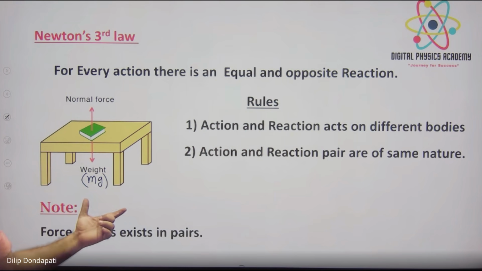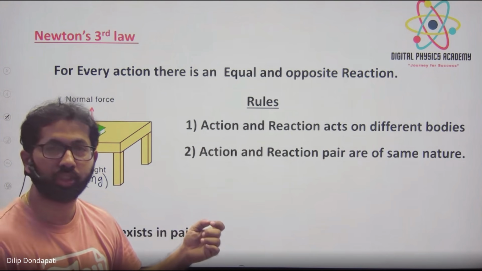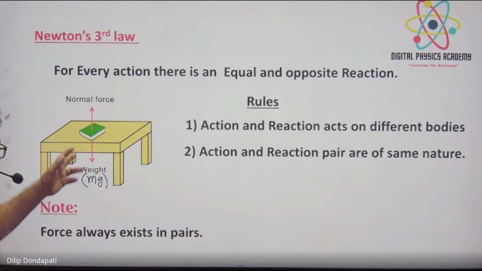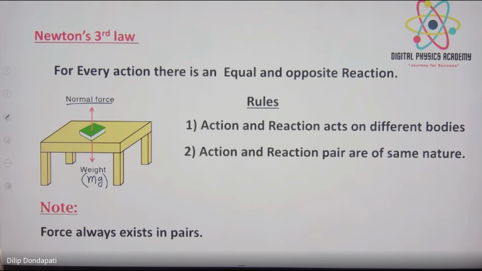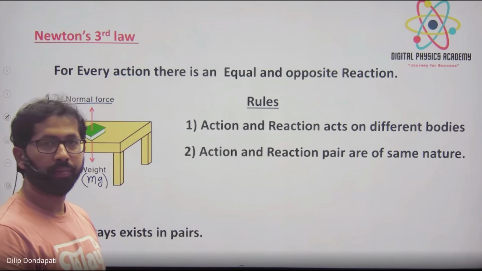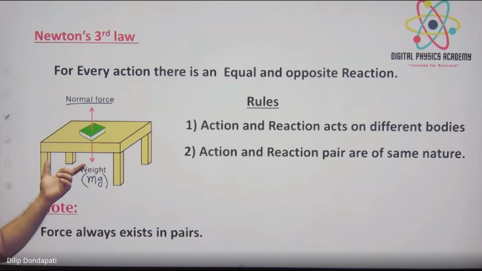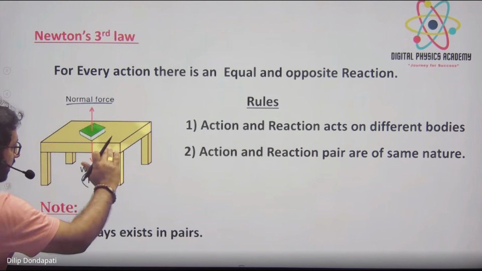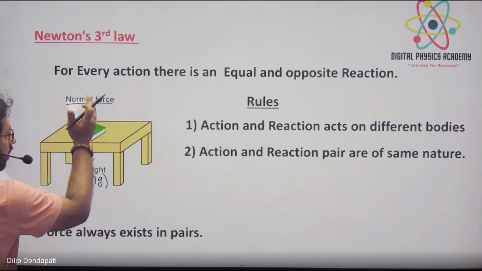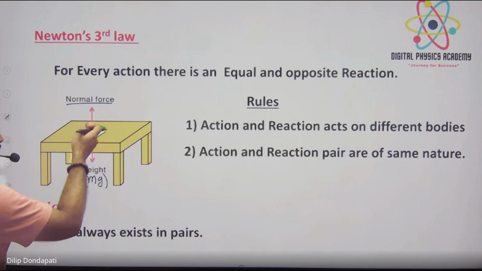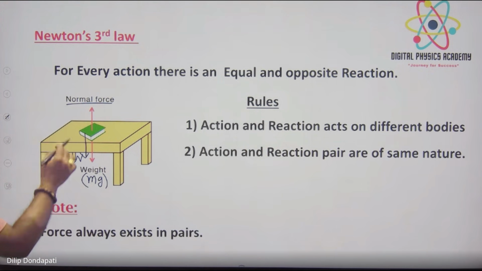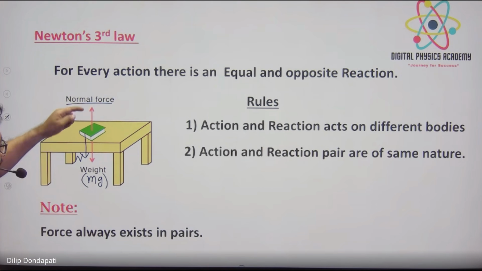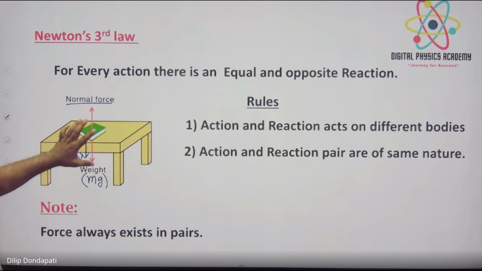Forces always exist in pairs. Pairs will exist, meaning tell me, where is the normal action here? Only one. Where is its pair? Where is that pair? So downwards. Yes, look, the table is exerting a normal action force upwards. At the same instant, the book also will exert a normal action downwards. So this is an action-reaction pair. Look, they are of the same nature and they are acting on different bodies. These are action-reaction pairs.